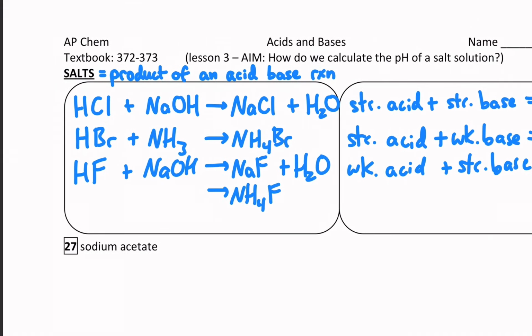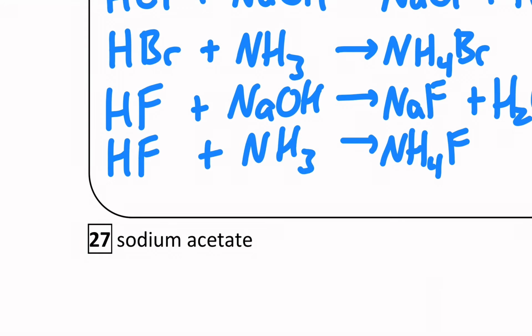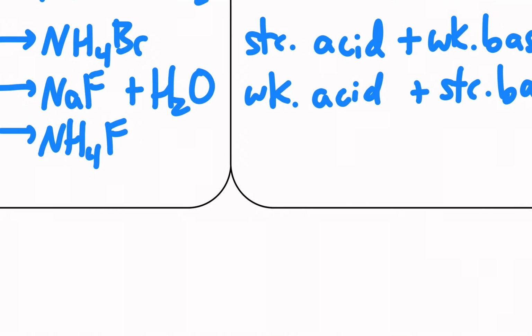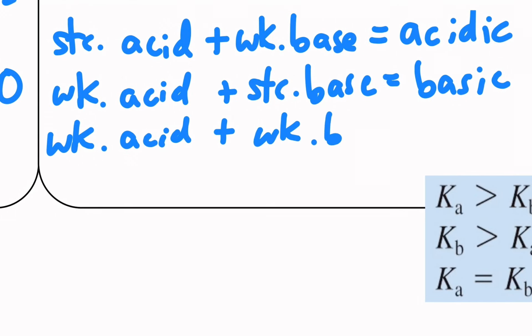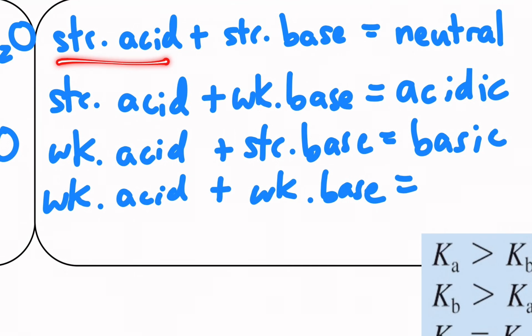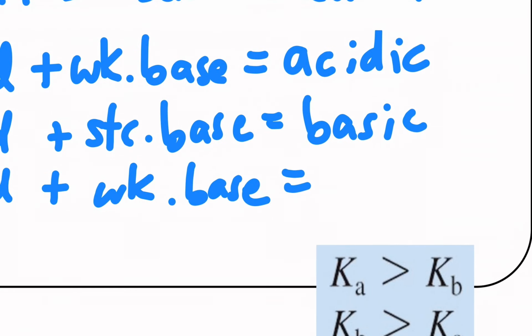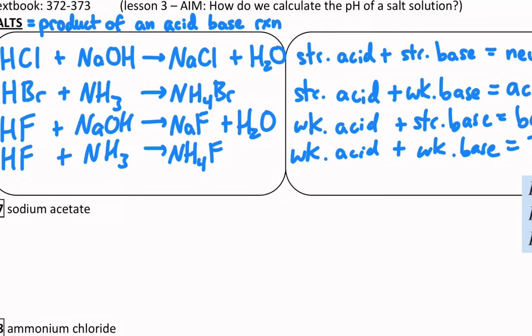What about the last one, ammonium fluoride? Well, ammonium fluoride comes from the weak acid HF and ammonia. So we have weak acid plus weak base. Now, if you're guessing neutral, that's a good guess, because just like strong plus strong cancels them out, but weak plus weak does not cancel each other out. We actually need more information. So this is the one we're going to focus on the most when we get to them today.